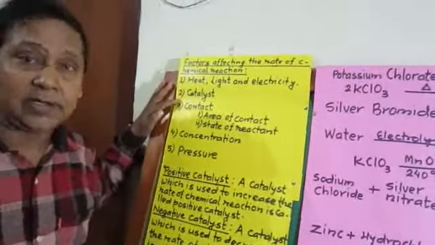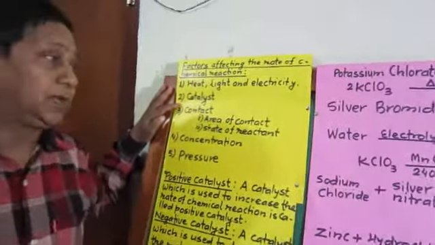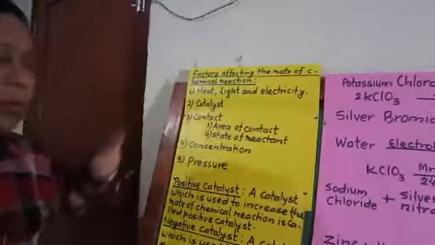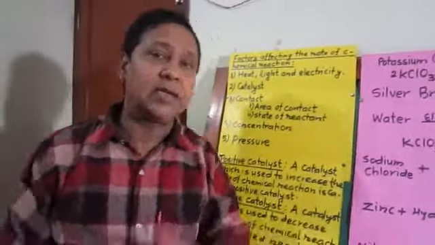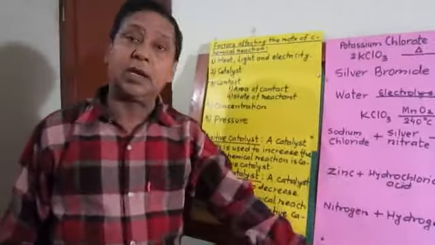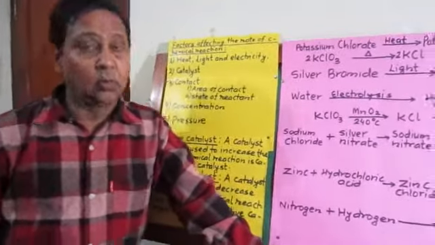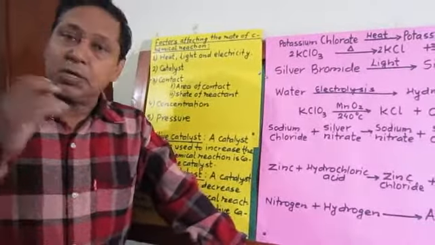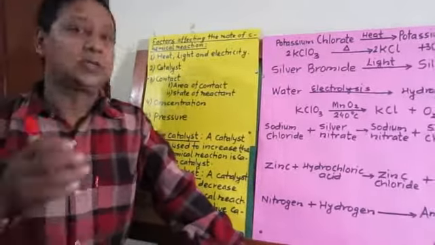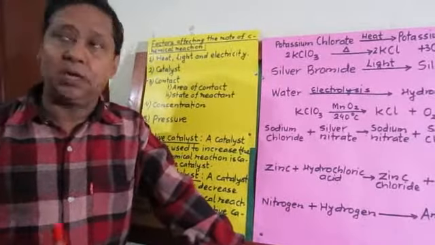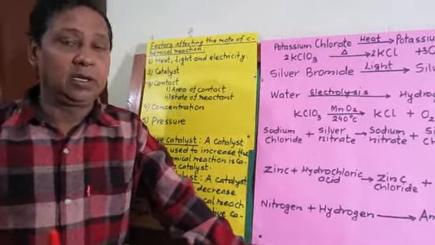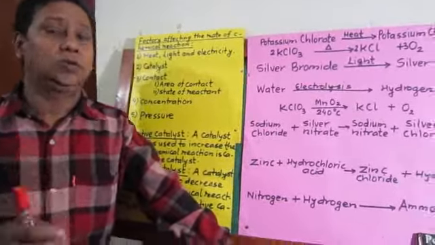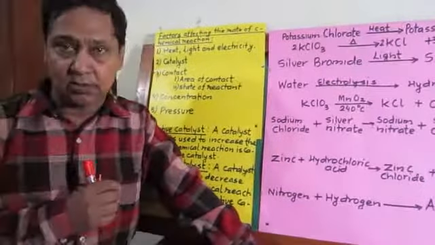Now another factor is catalyst. Catalyst is one of the factors which affects the rate of chemical reaction. What is a catalyst? We can define catalyst this way: the chemical substance which changes the rate of chemical reaction. Most of the time we use catalyst to increase the rate of chemical reaction in the laboratory and in other sectors also, but in a few cases we use catalyst to decrease the rate of chemical reaction also.